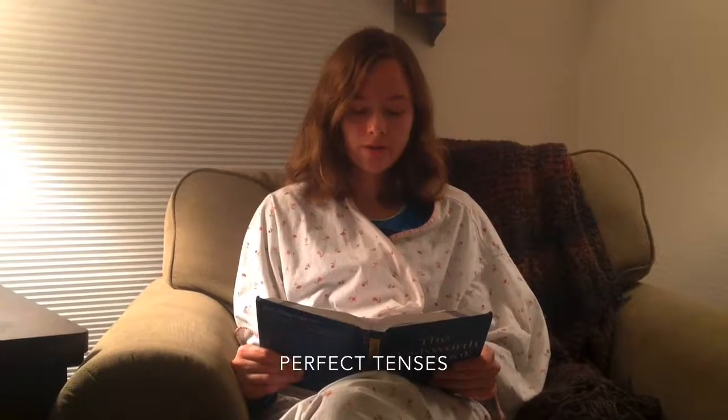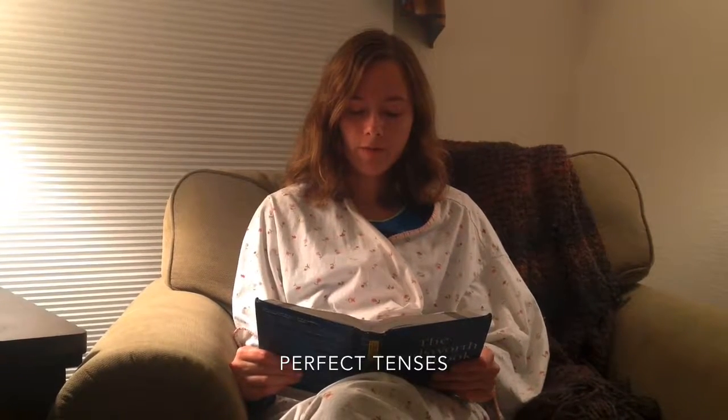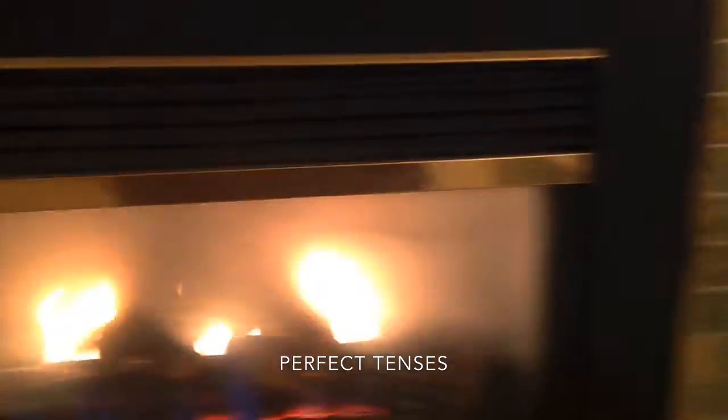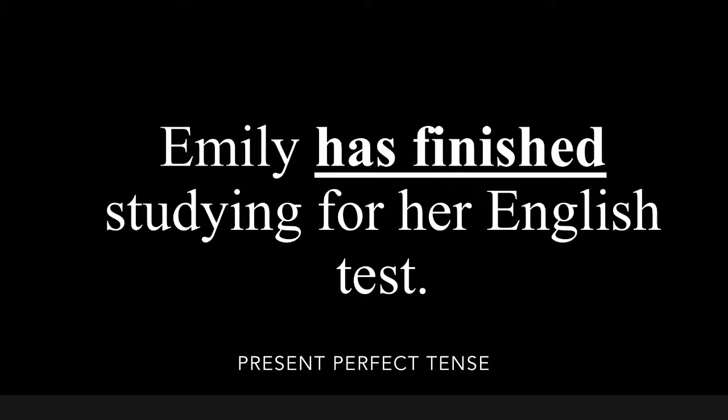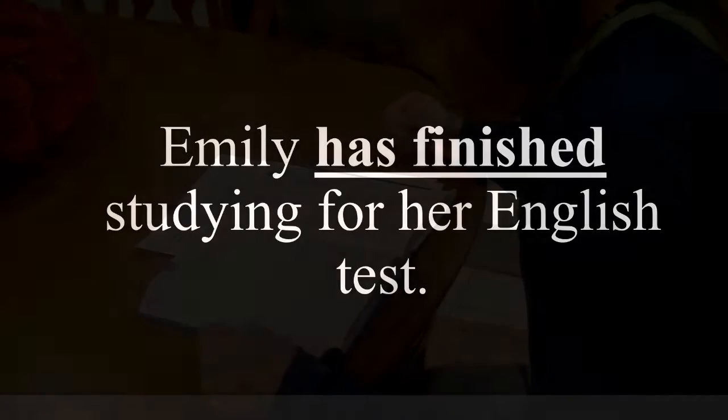Tenses designate actions that were or will be completed before other actions or conditions. Before the appropriate verb, you must add a form of have before it. Present tense describes a continuing action. An example of this is: Emily has finished studying for her English test.